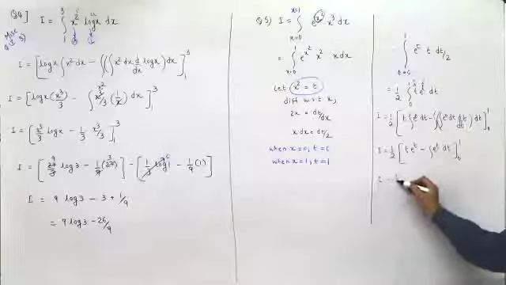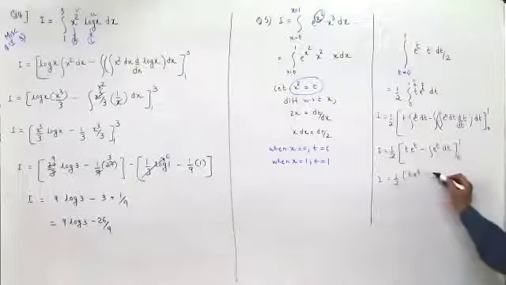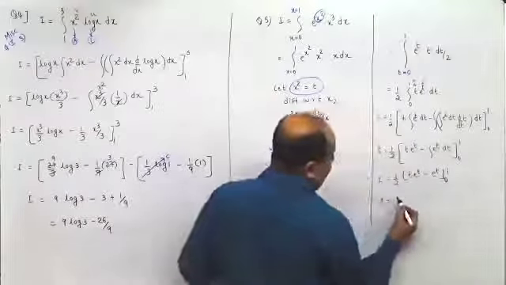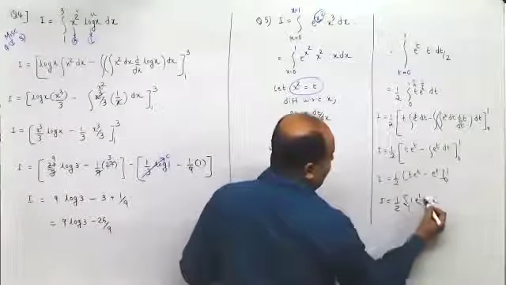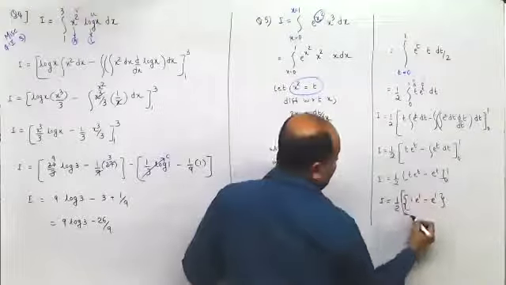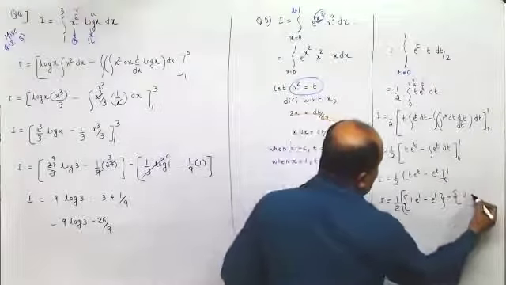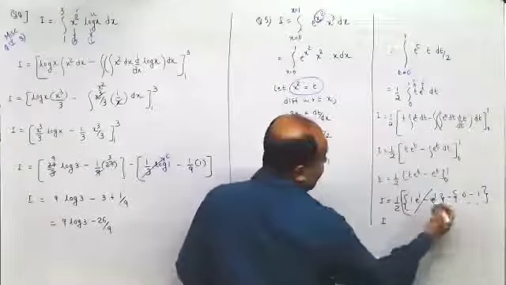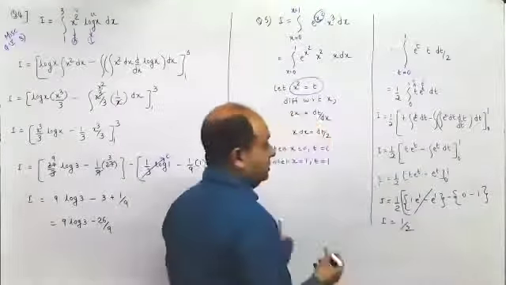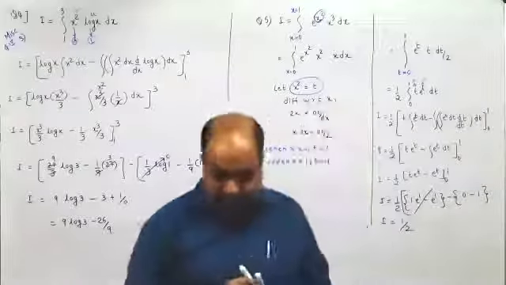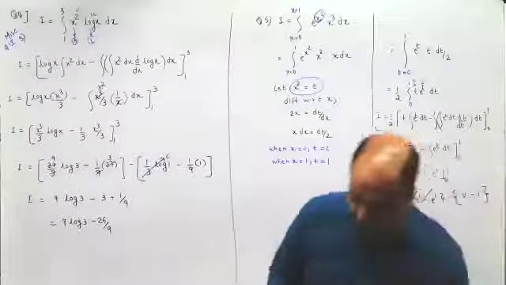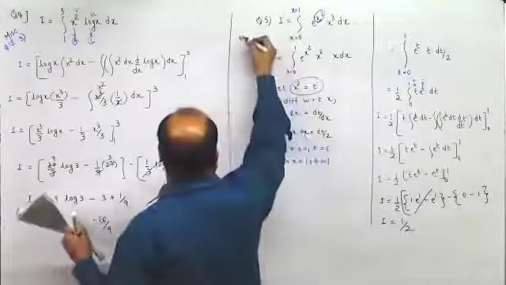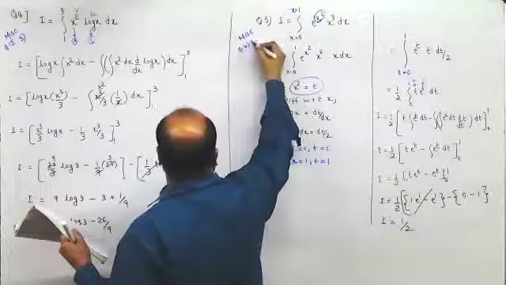This would be I equal to half, t e raised to t minus e raised to t. Here, first substitute the upper limit. You will get I equal to half, 1 times e raised to 1 minus e raised to 1. Then substitute the lower limit, e raised to 0 minus e raised to 0. So this would give you e and e gets cancelled. 1 by 2 is the answer. This is question number 4 of fourth part, miscellaneous question number 4, fourth part.